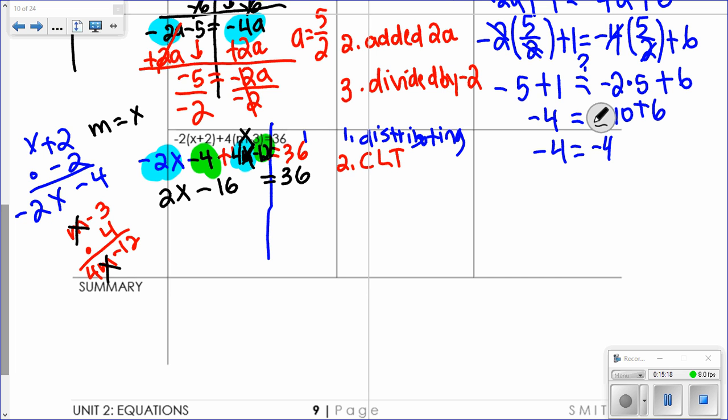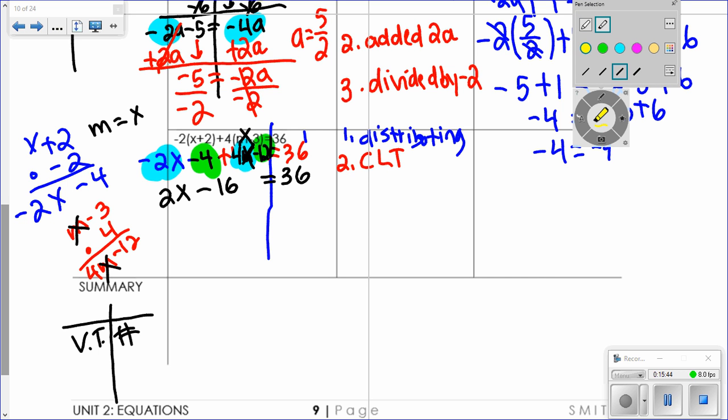Now, let's look at this. How do we get variable terms on one side and number terms on the other? Let's put variable terms on the left, number terms on the right. You don't want to move anything twice. So what number term can we push to the right? It looks like I can put negative 16 over by 36 and combine them. We don't want to move 2x, so let's add 16 to both sides.